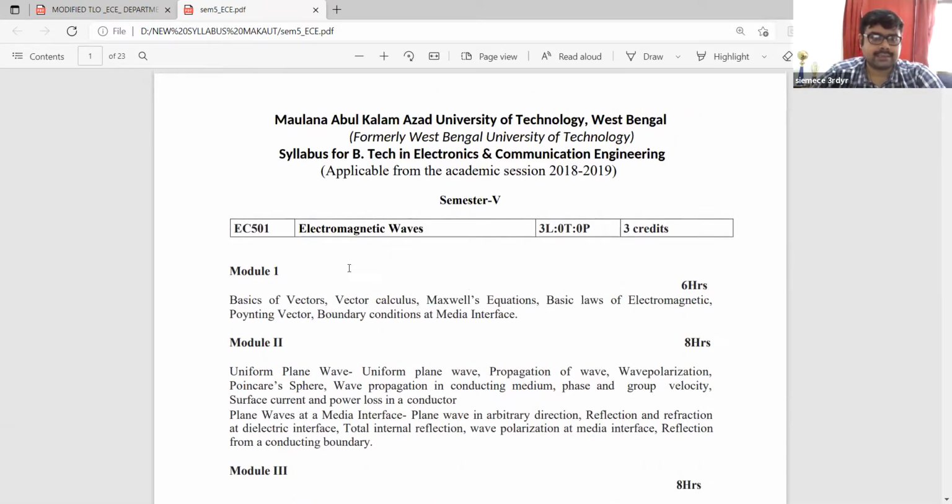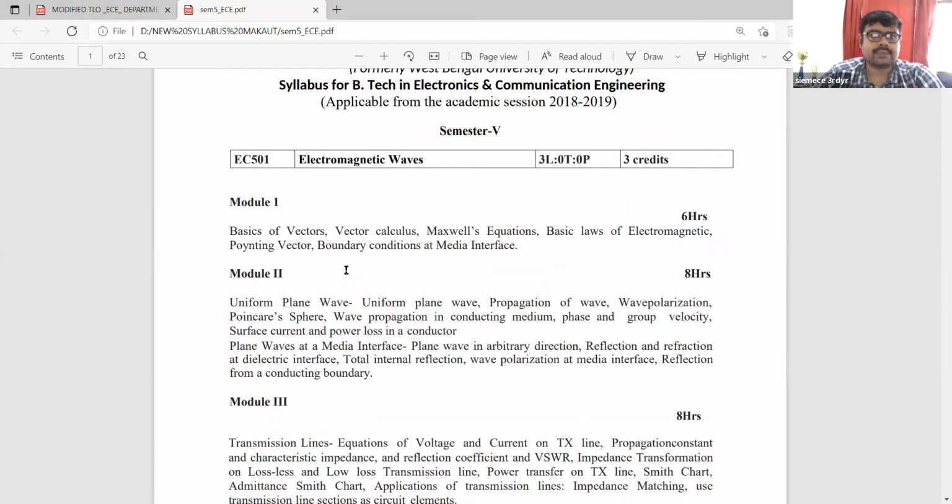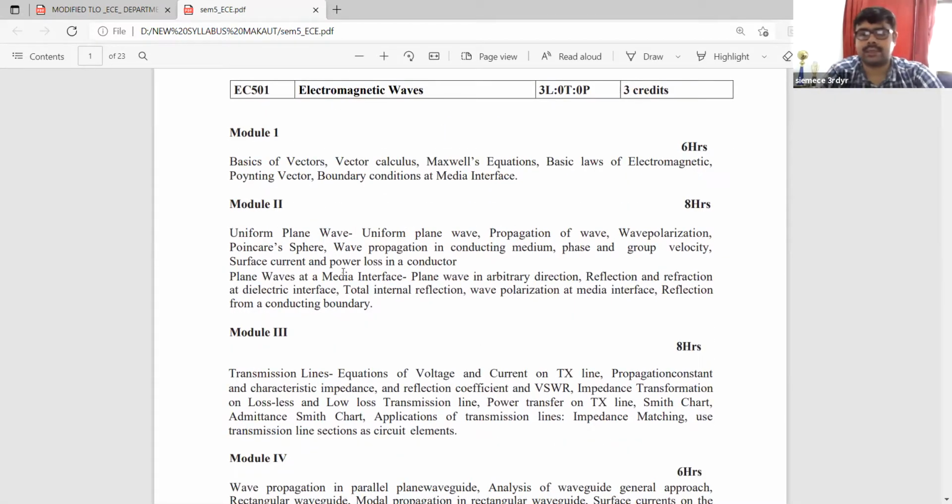So this is the section, that is the electromagnetic waves. So this is the EC 501. Under this section, what are the different topics we're finding out? So we'll see, broadly, the 5 modules. Again, I am repeating the thing. That is a 3-credit paper.